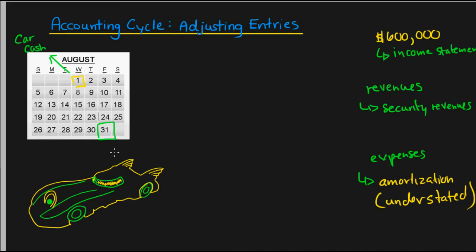So what's going to happen is that we need to show the use of the car for one entire month. So how are we going to do this? Well, I forgot to leave something here, and that is the car is going to be used for 10 years.